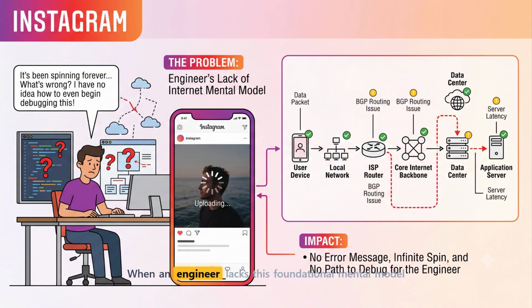When an engineer lacks this foundational mental model, a breakdown anywhere along this path becomes completely invisible. The infinite loading spinner could be caused by an IP routing misconfiguration, BGP route flapping on the internet backbone, severe packet loss, or extreme server latency. Because the application receives no response from the network, it cannot display a helpful error message, leaving the engineer stuck with an infinite spin and no clear path forward to identify or fix the root cause.